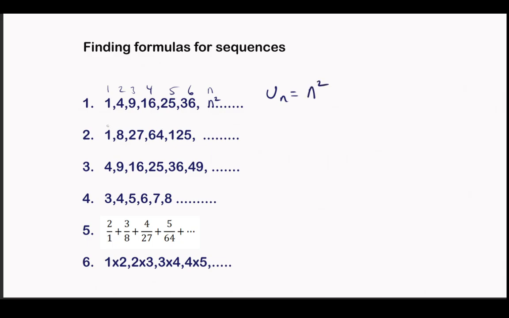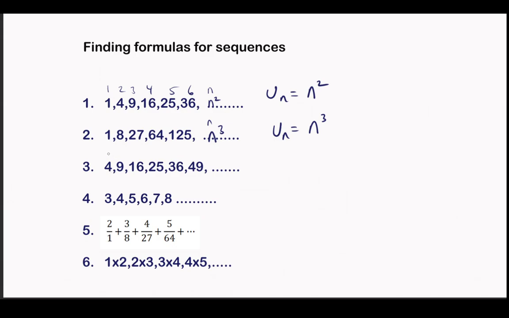And hopefully these ones you recognize as the cube numbers. So the first number is 1 cubed, second number is 2 cubed, and so on. So the nth number would be n cubed. So the formula is un equals n cubed. Right, let's look at this one.